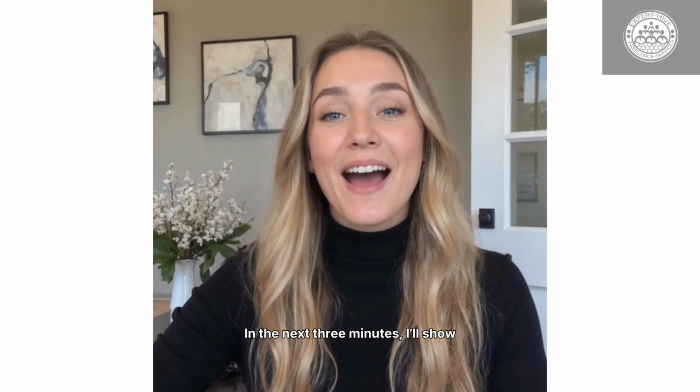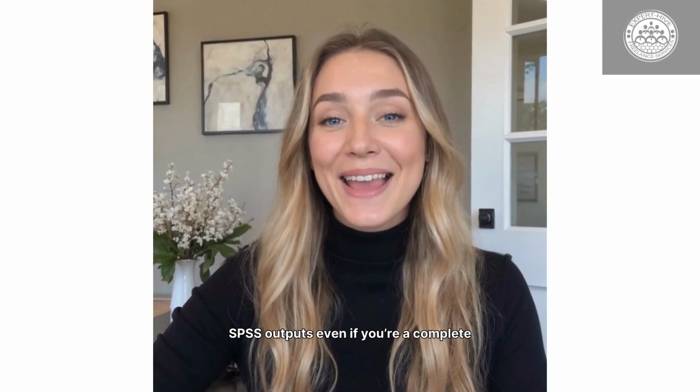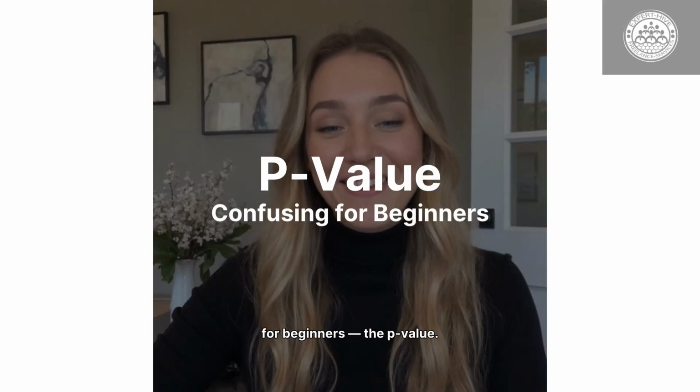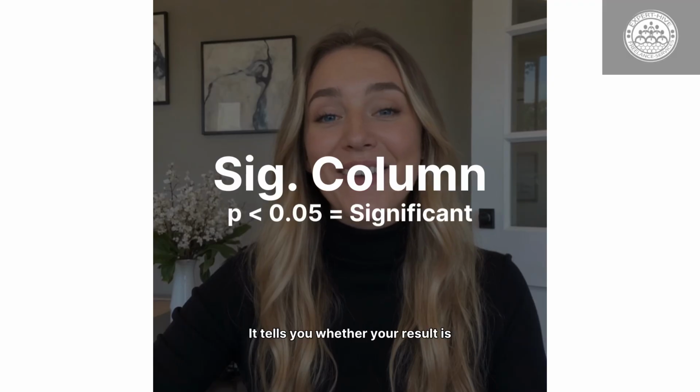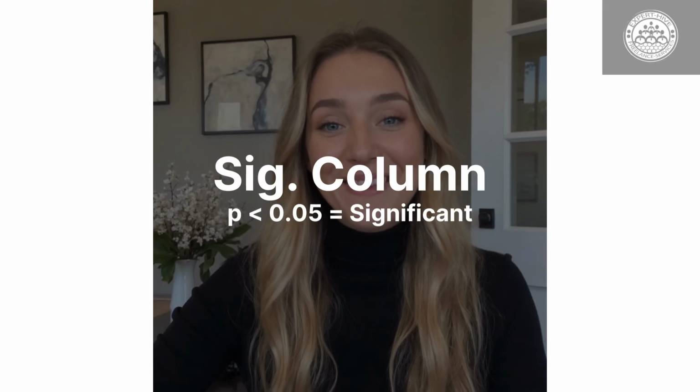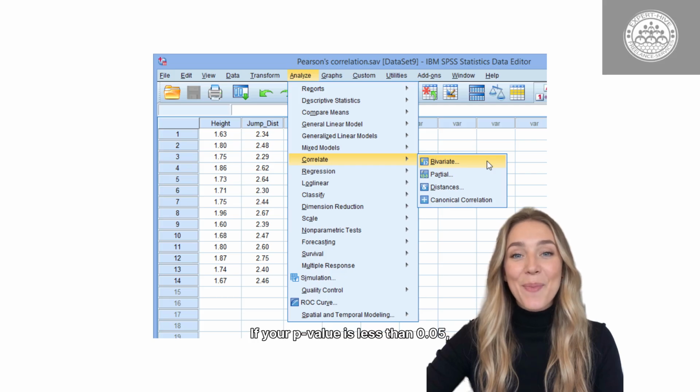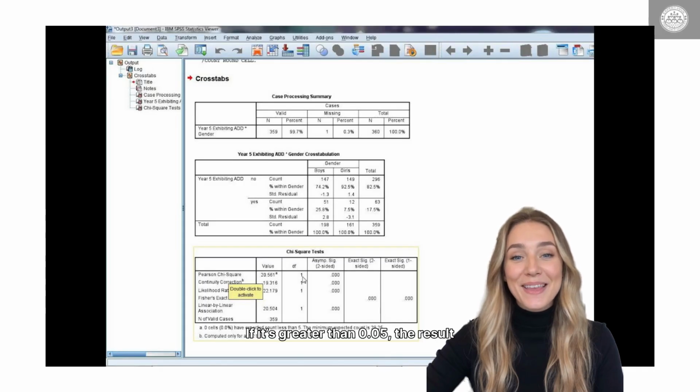In the next 3 minutes, I'll show you how to understand the most common SPSS outputs even if you're a complete beginner. Let's start with the most confusing part for beginners, the p-value. Whenever you run a t-test, ANOVA, chi-square, or correlation in SPSS, the key number to check is the p-value. It tells you whether your result is statistically significant. If your p-value is less than 0.05, your result is statistically significant, meaning the relationship or difference you're testing is unlikely due to chance. If it's greater than 0.05, the result is not significant.